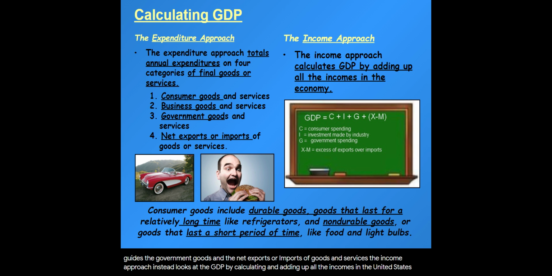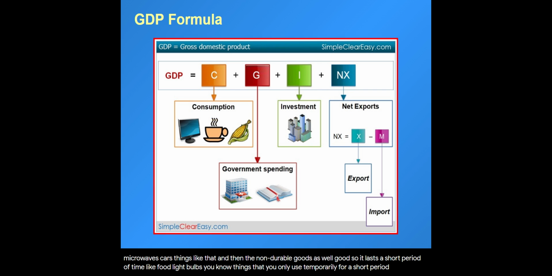So consumer goods include all the durable goods, goods that last for a pretty long time, like refrigerators, microwaves, cars, things like that. And then the non-durable goods as well, goods that last a short period of time, like food, light bulbs, things that you only use temporarily. So there are different ways to calculate the GDP. For our class, we are not going to be calculating GDP, but that is something you might do if you take an econ class in college.